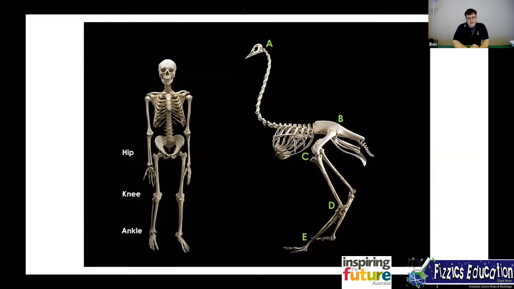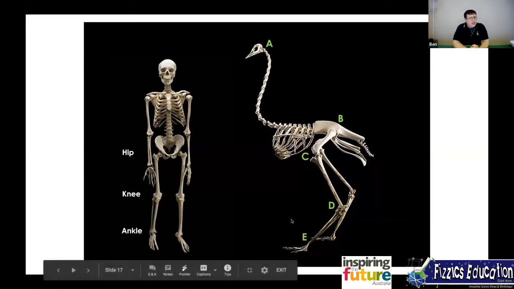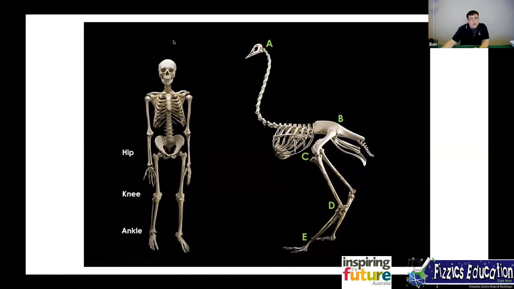Have a look at those letters. Which letter do you think represents the spot where the ostrich's knee is? So I think I know where the hip is, and I think I know where the ankle is, but where is the knee? A, B, C, D, or E? Which one represents the ostrich's knee? And while people are voting for that, I have put into Q&A the full names of those dinosaurs.